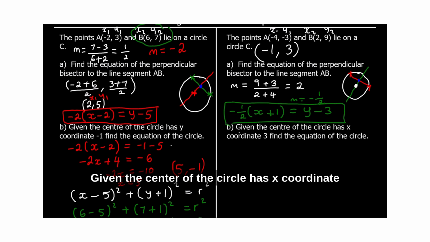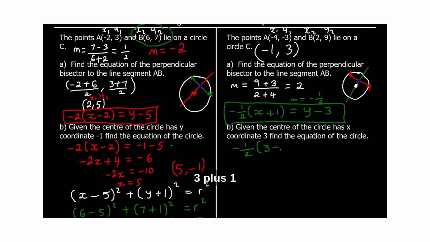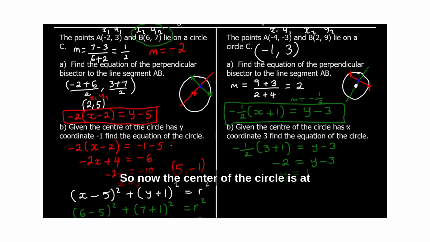Given the center of the circle has x coordinate of 3, find the equation of the circle. The center's got an x coordinate of 3. We know that this perpendicular bisector goes through the center. So if we substitute in 3 for x, so minus a half times 3 plus 1 equals y minus 3. 3 plus 1 is 4. Minus a half times 4 is negative 2. Add 3 to both sides. Y must be 1. So now the center of the circle is at 3, 1.